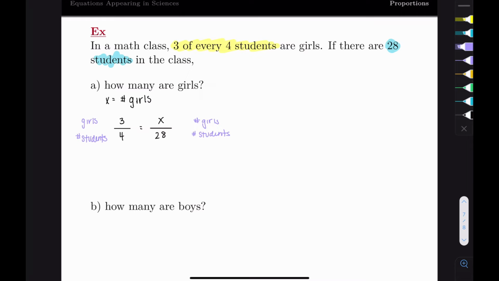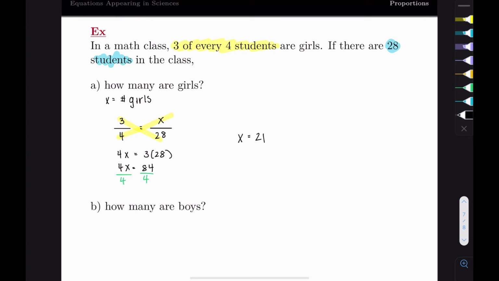And now from here, we just want to solve. You can multiply by the least common denominator if you want. But again, I think the natural thing when you see these equal to each other is we really just want to cross multiply to get rid of these fractions. So I'm going to go ahead, cross multiply. So we're going to get 4 times x is equal to 3 times 28. So 4x will equal 84. And then dividing by 4 gives us that x is going to equal 21. So there are 21 girls in the classroom.